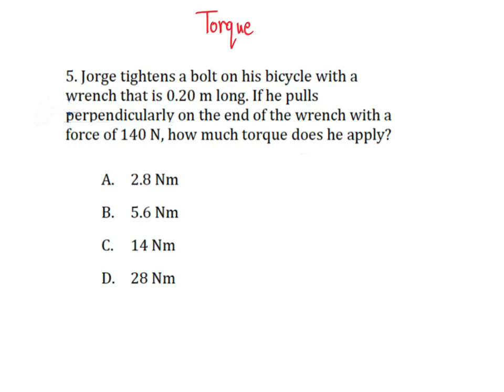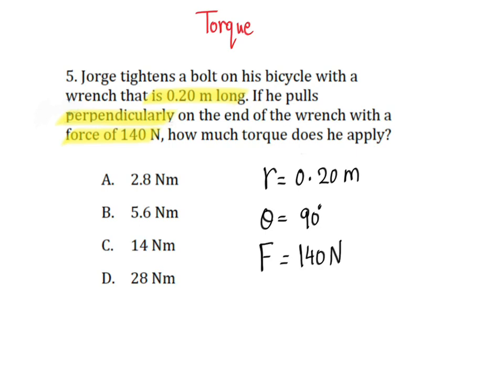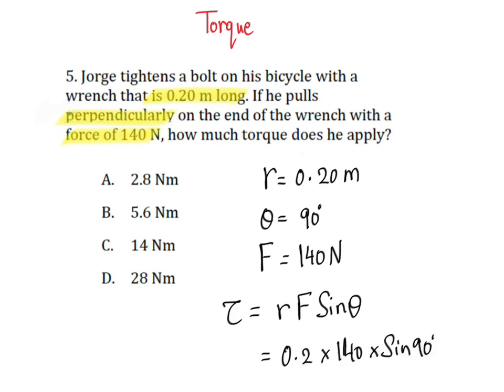George tightens a bolt on his bicycle with a wrench that is 0.20 meter long. If he pulls perpendicularly, that means the angle is 90, on the end of the wrench with a force of 140 Newton, how much torque does he apply? We have got the formula. We can substitute the numbers, get the answer and put the unit, which is Newton meter. So our answer here is 28 Newton meter.